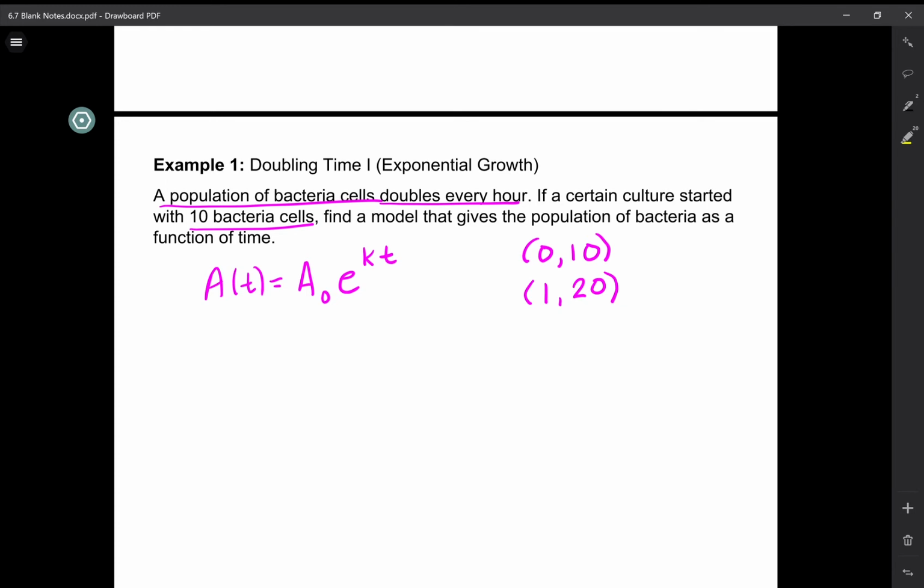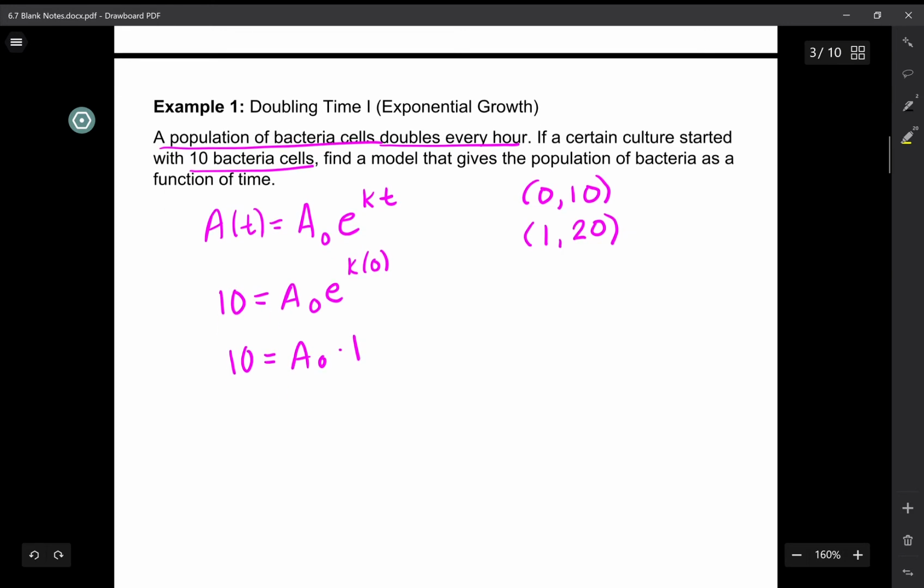Let's plug in the first one. T equal to 0, A of t equals 10. So 10 equals a sub 0 e to the k times 0. Time is 0, amount is 10. E to the k times 0 is e to the 0, and e to the 0 is equal to 1. So this is just a sub 0 times 1, and that tells us that 10 equals a sub 0.